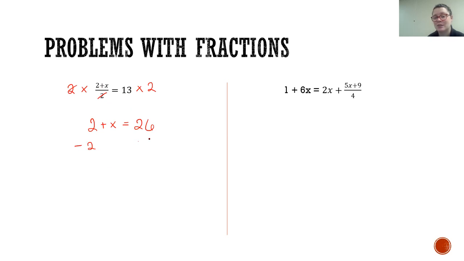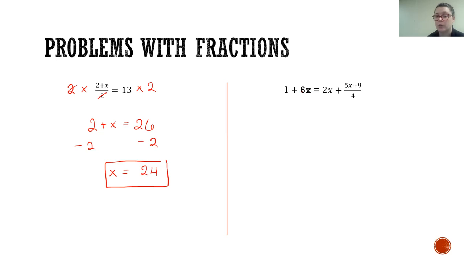Minus 2, x equals 24. Now to test your work, one easy thing to do is put 24 in here. 2 plus 24 divided by 2, does that give you 13? It's a really easy way to check and see if you've got the right answer. So putting it back into the equation.